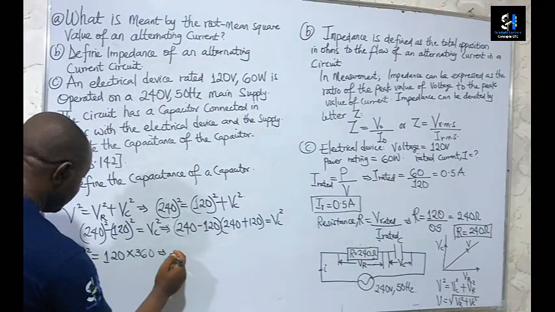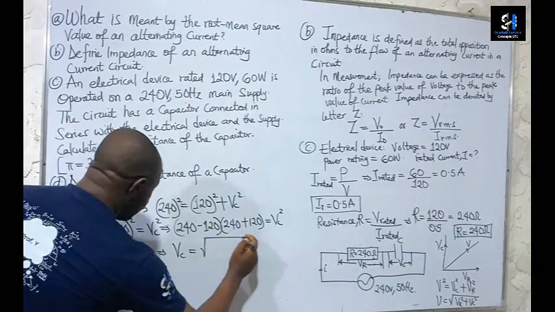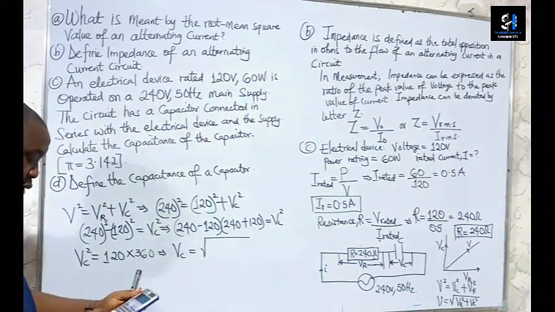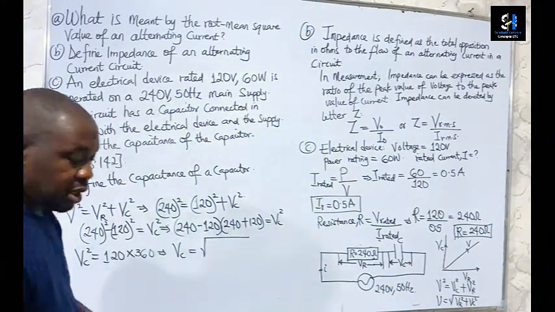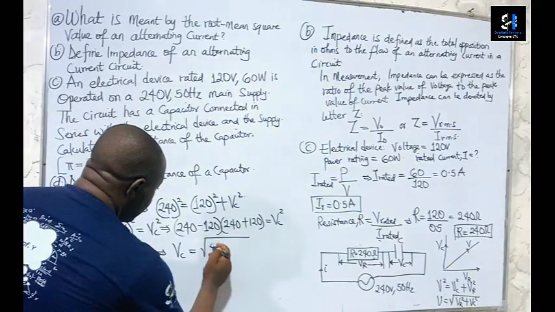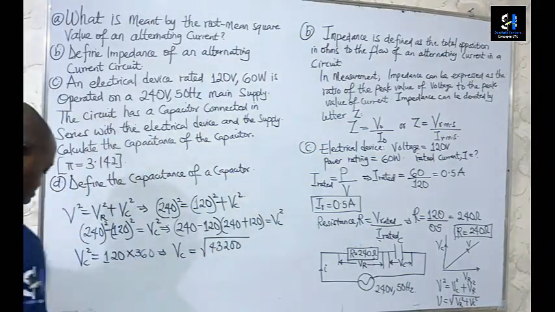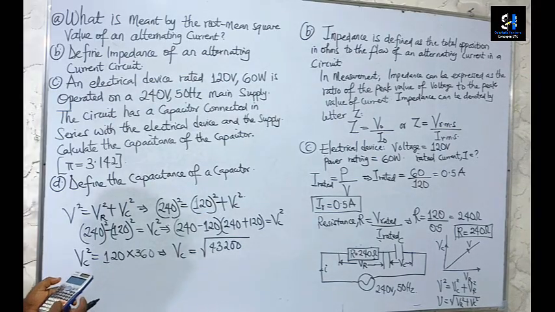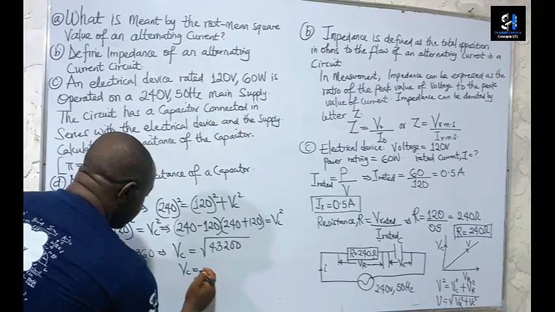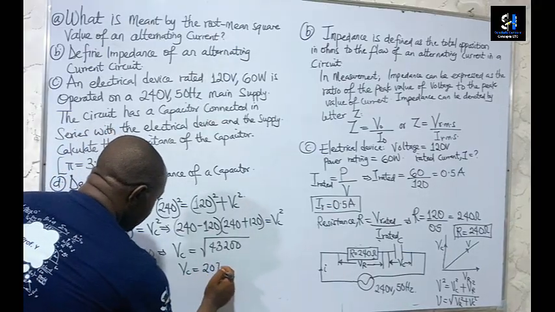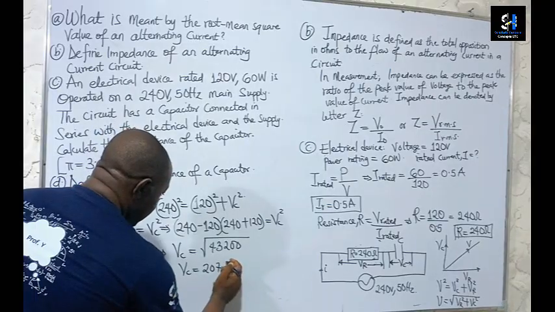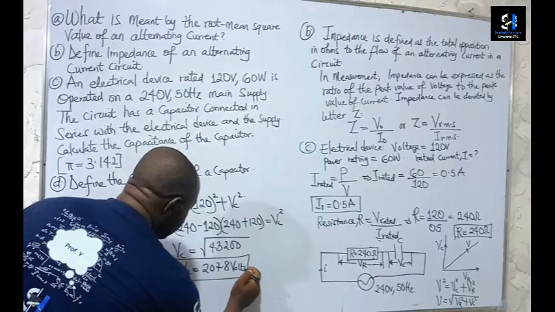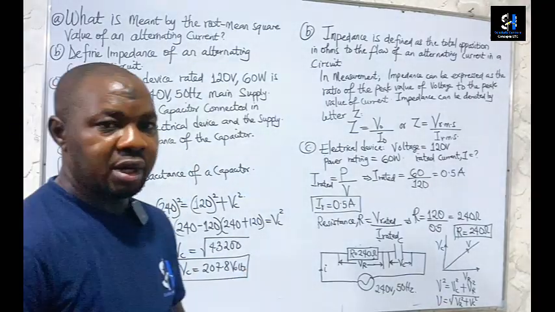So from here, VC will be equal to the square root of 120 times 360. 120 multiplied by 360 is 43200. So the square root of 43200, VC will be equal to 207.8 volts. This is the voltage across the capacitance.